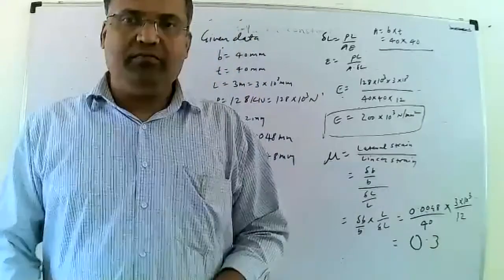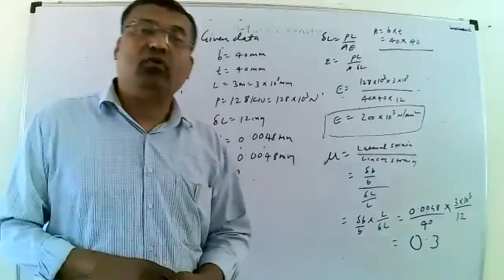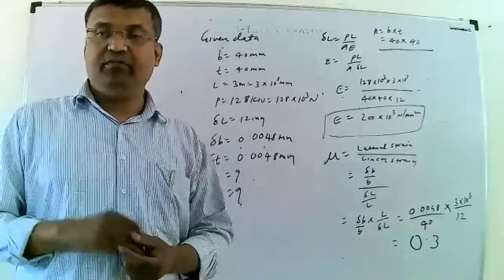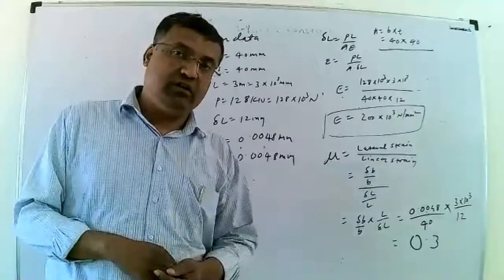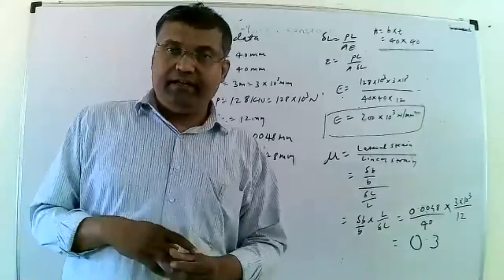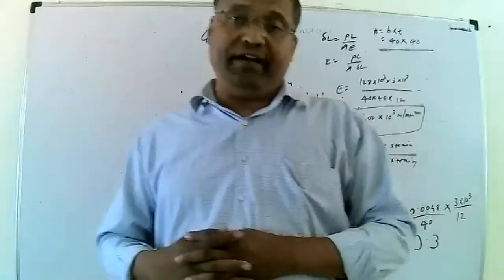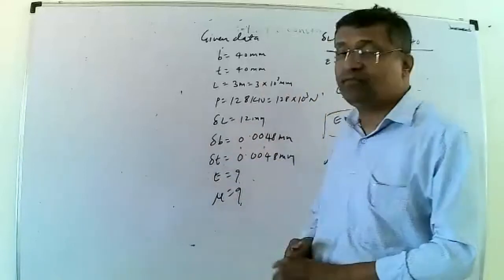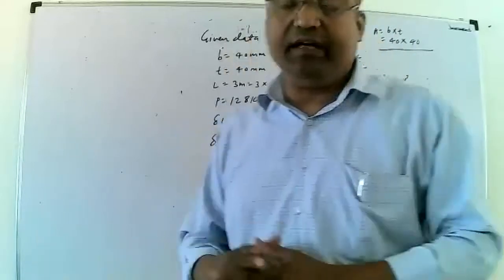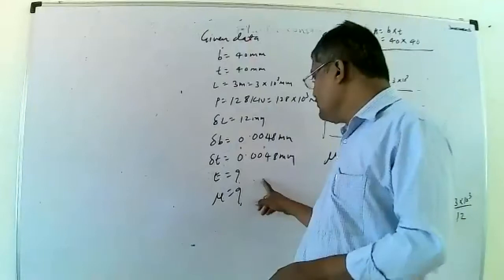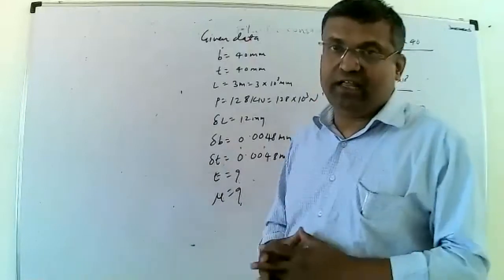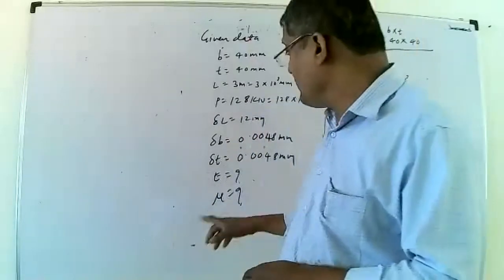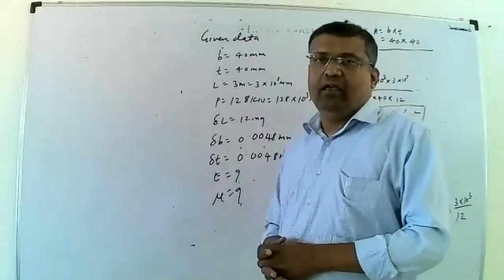Information is provided in the problem. The area of cross section is B into T, the section is rectangular. Length is provided. Load is provided, axial load. Change in length, change in width, change in thickness. All things are provided. Only we have to calculate Young's modulus of elasticity and mu.